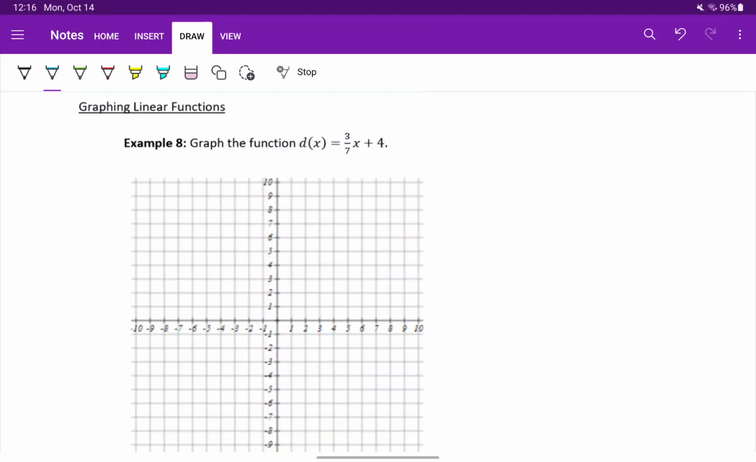Once we know how to identify and interpret the slope of a linear function, construct a linear function, and find intercepts, we basically have all the tools that we need in order to be able to graph linear functions. There are multiple different methods for doing this. One is to use intercepts.